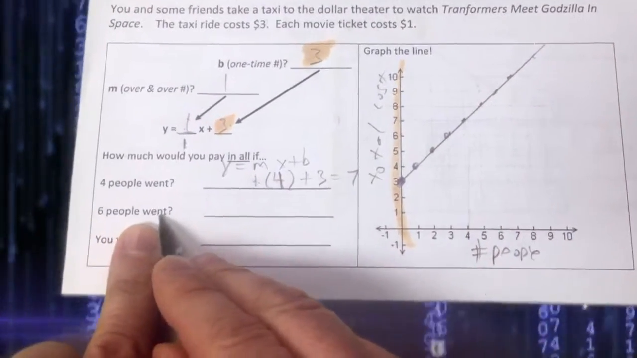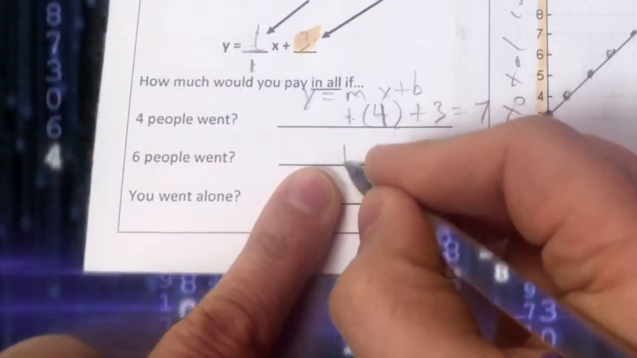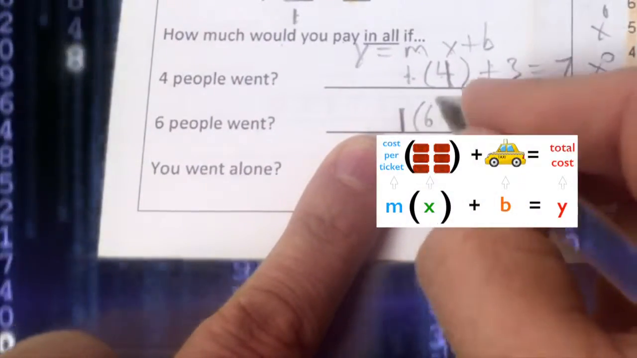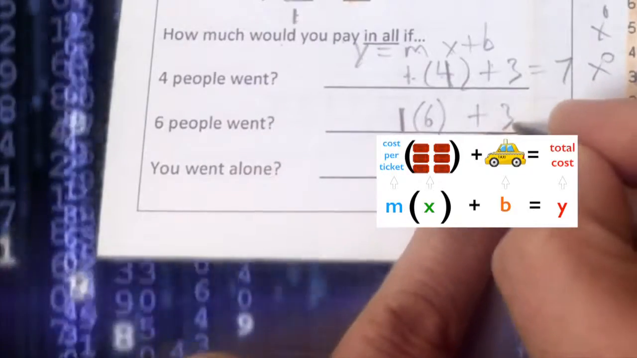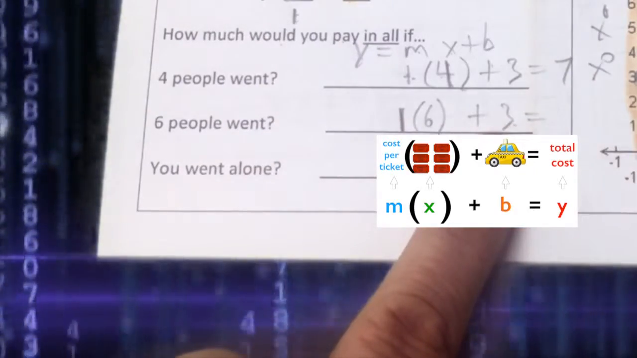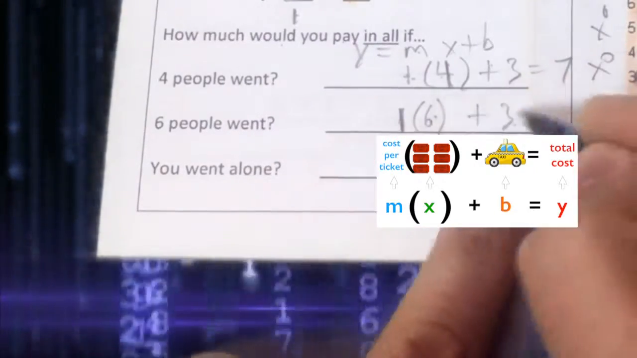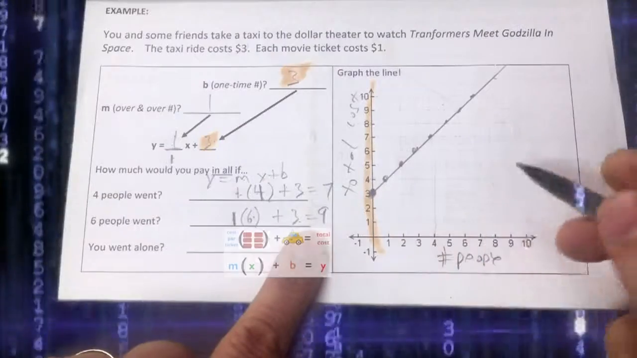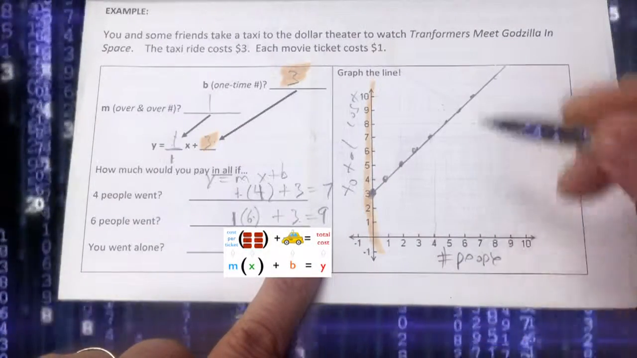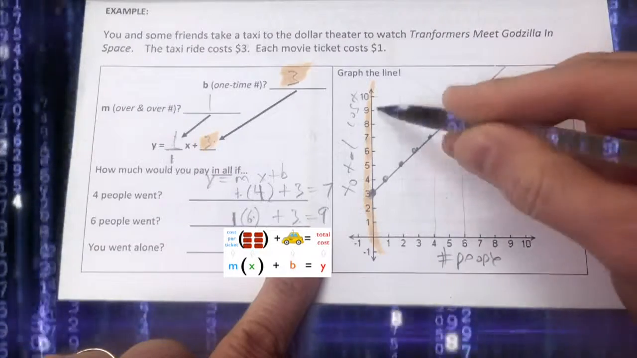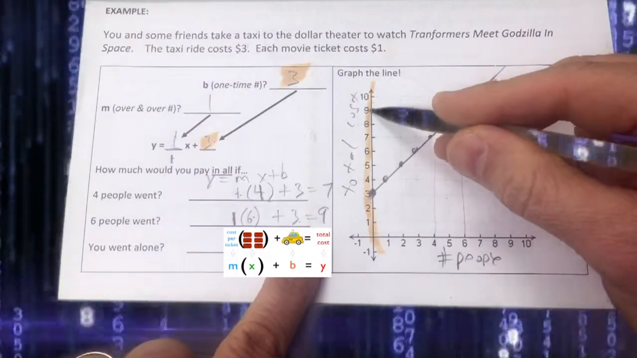What if 6 people go? That would be $1 a ticket times 6 people plus the $3 taxi ride. That gives us 1 times 6 is 6 plus 3 is 9. Does that work with the graph? If 6 people go, yes, we end up at 9. So that works both ways.